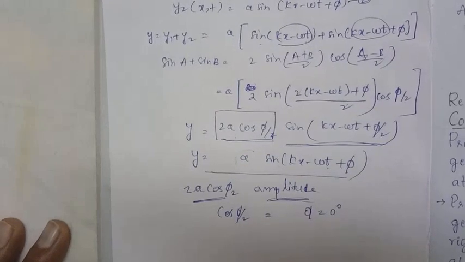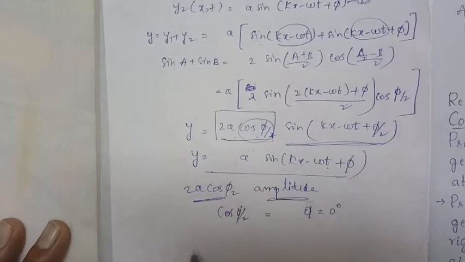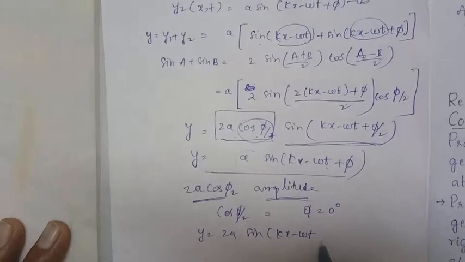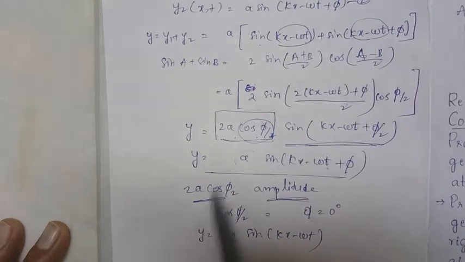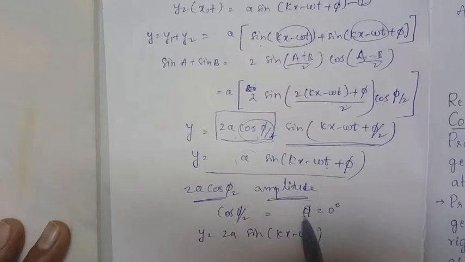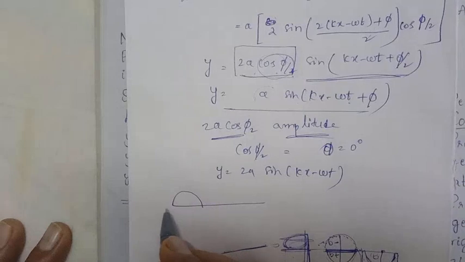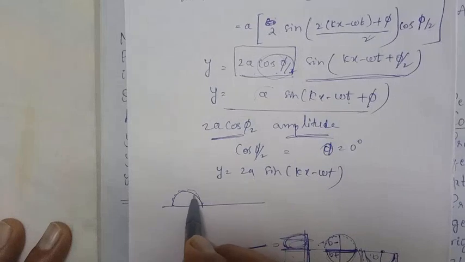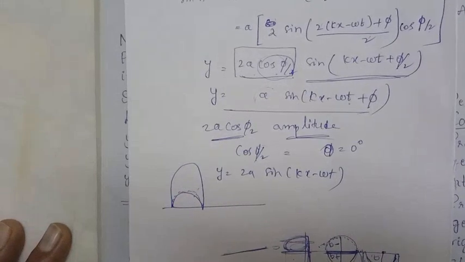Cos 0 means 1. So then what is the expression we are getting? y is equal to 2a sine kx minus omega t, phi will become 0. So you have to compare these two. Here the amplitude will become double if suppose there is no phase difference. Like if it is one wave, another wave will be the same manner, dotted line. So there is no phase difference between first wave and second wave. Then the resultant displacement will become maximum. This is called the constructive interference.